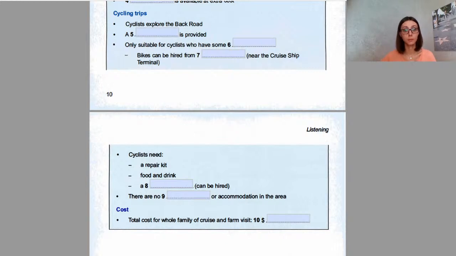Alright, so this is the time you'll be given for checking your answers, and now let's check your answers together. So let's go. The answer number 5 is map. Number 6 is experience. Number 7 is reticence.